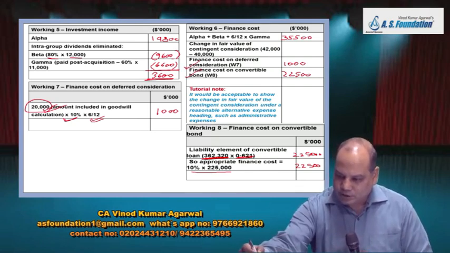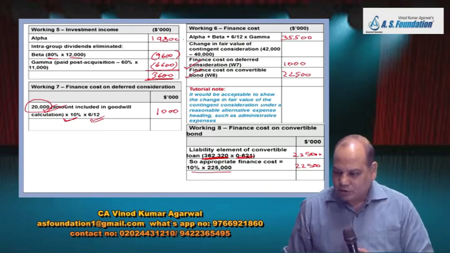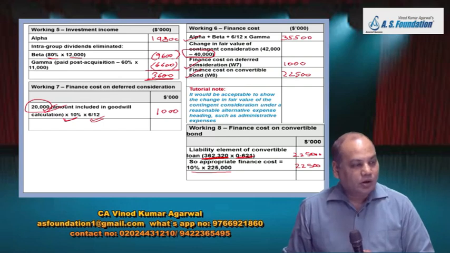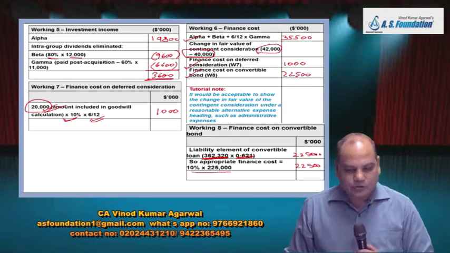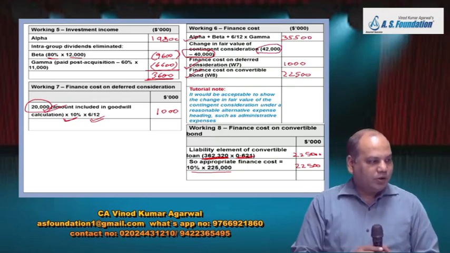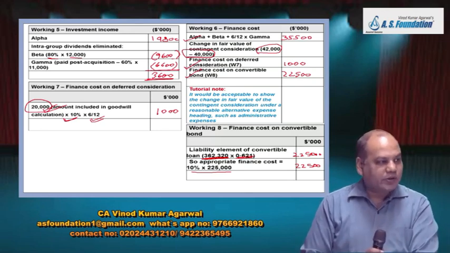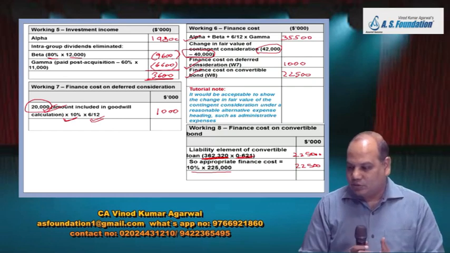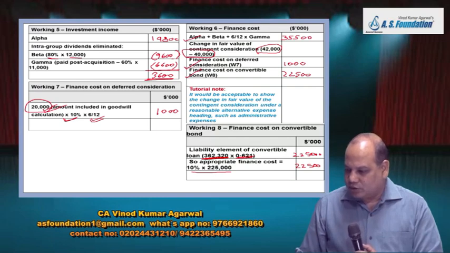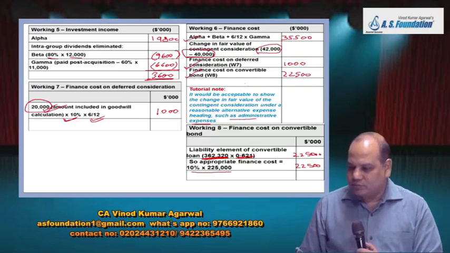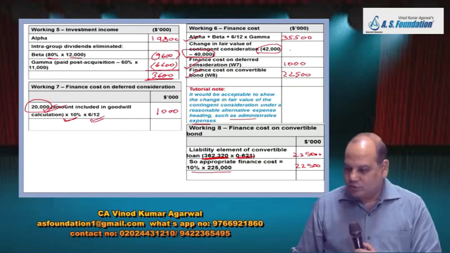Now only one adjustment is pending in working note 6. If you remember, contingent consideration is 40,000 we have recognized. And now the fair value of contingent consideration at the end of the year is 42,000. Somewhere you have to adjust that 2,000 change in fair value. So there are two options. One is you can adjust in finance cost, or alternatively you can adjust in administration expense. So where do you want to adjust? Can we adjust in finance cost? So write 2,000 here.